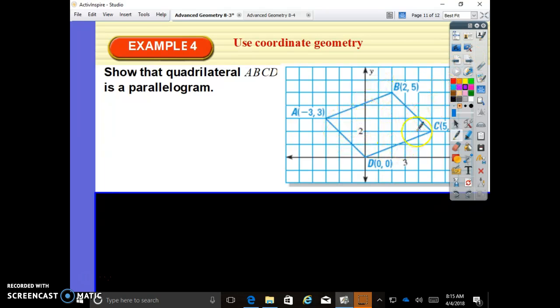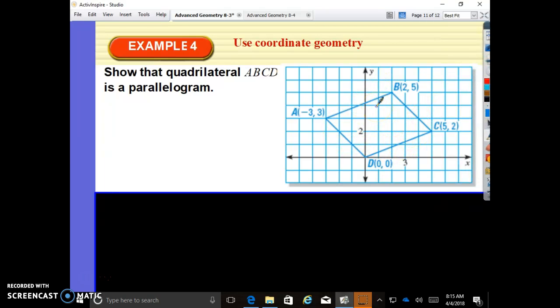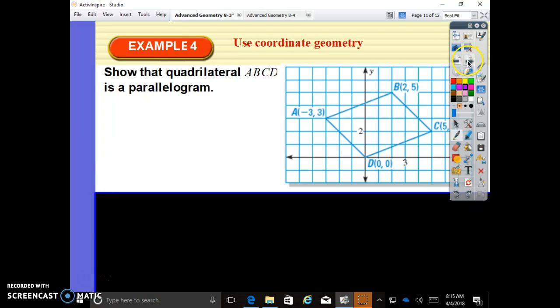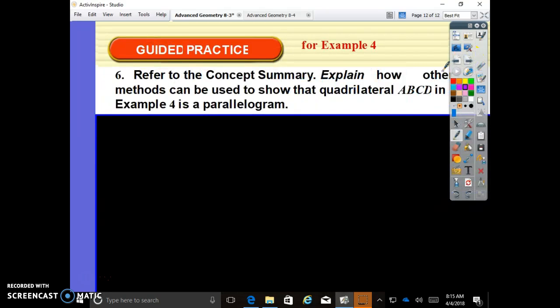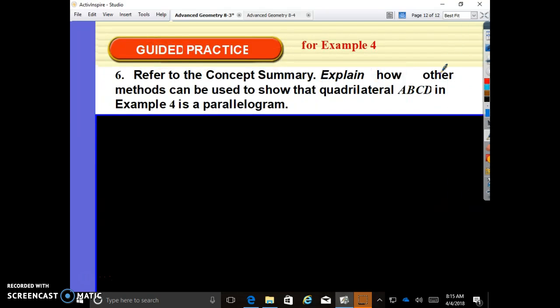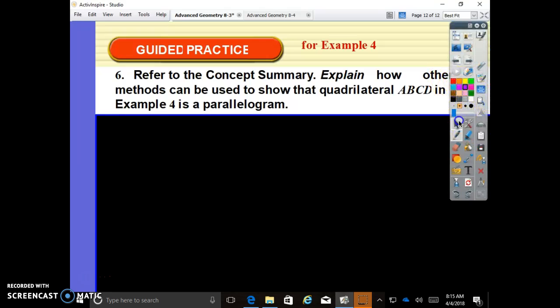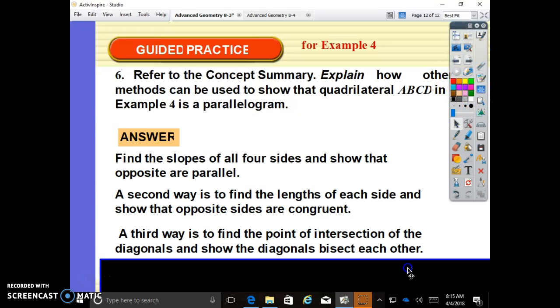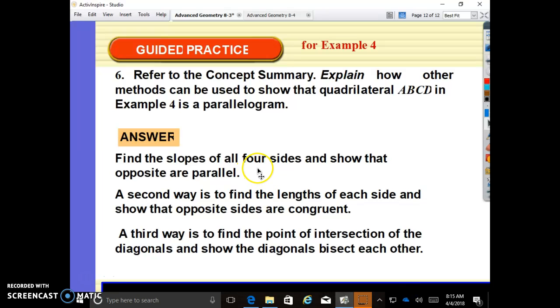So one set of parallel and congruent sides. You could have done what? Two pairs of congruent sides, like both sets of opposite sides being congruent. Anything else? Find the slopes of all 4 sides and show that the opposites are parallel. That's the first thing we did, right? The second way is to find the lengths of each side and show that opposite sides are congruent. We said that one too. The third way would be to do the diagonals and show that the diagonals bisect each other.